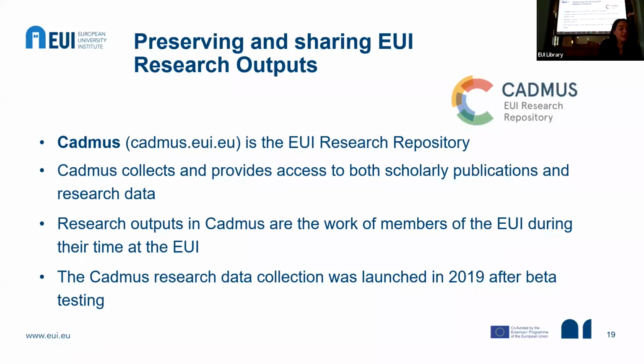Cadmus collects and provides access to scholarly publications and research data. It's a place where we have all the publications and the data sets produced by EUI members during their permanence here. So all the journal articles, books, book chapters, working papers, and data sets are kept in Cadmus. The Cadmus research data collection is the youngest of the whole repository, and it was launched in 2019.